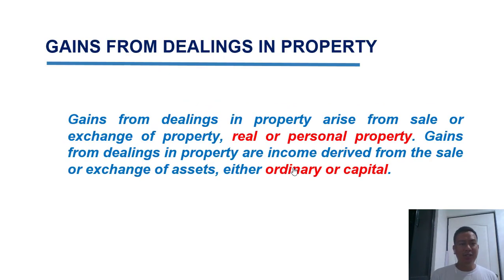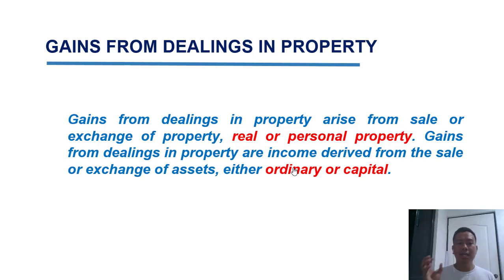Next, gains from dealings in property. Gusto ko dito maintindihan natin that this arises from sale or exchange of property, real or personal property. The real or personal property is being highlighted. Meaning to say, ang cover natin are properties that are either real or personal. These are pwedeng lupa, buildings, under the real property. Yung mga personal property natin, those are the movable properties. Pwedeng sasakyan, we have the gadgets.